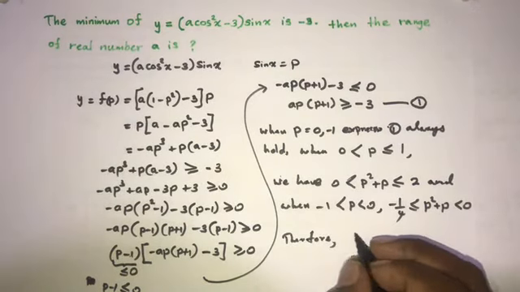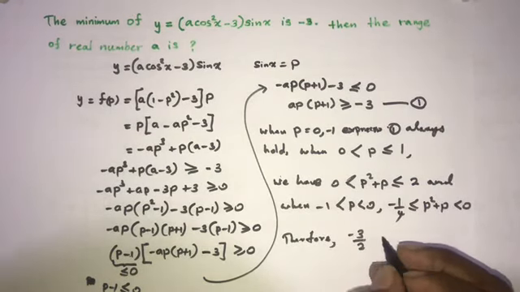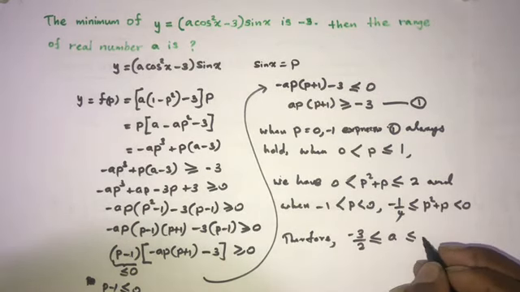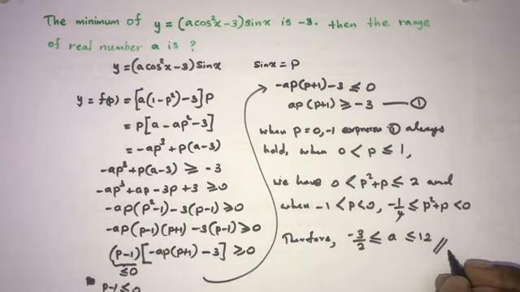Therefore, our final answer is minus 3 over 2 lower than or equal to a lower than or equal to 12. Okay, this is the final answer.